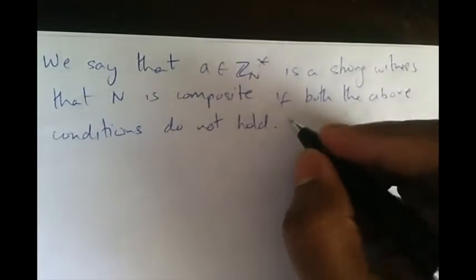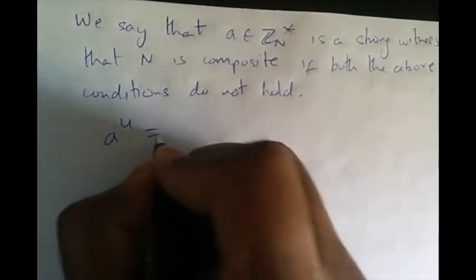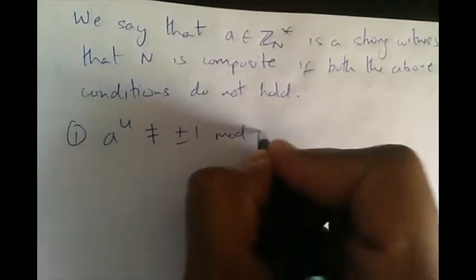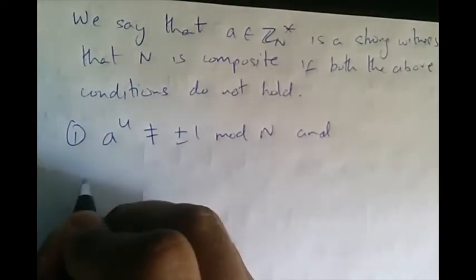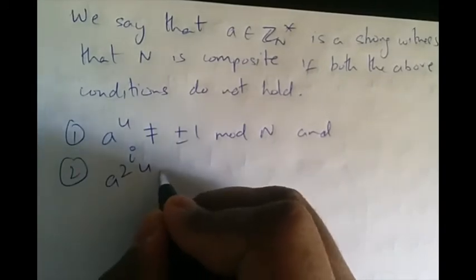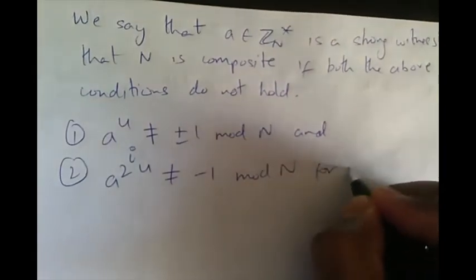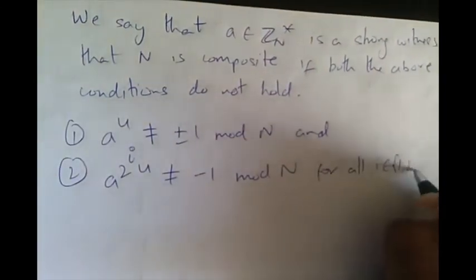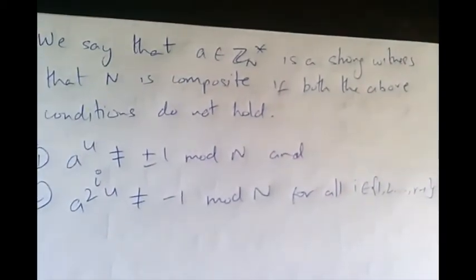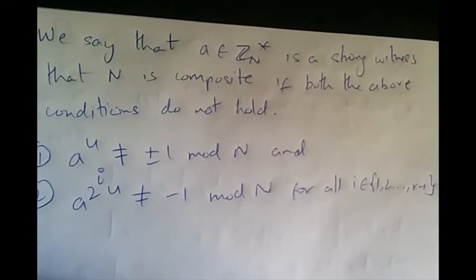So explicitly, what does that mean if they don't hold? We want a to the u is not equal to plus or minus 1 mod n, and a to the 2 raised to i u is not equal to minus 1 mod n for all i in 1 to r minus 1. Okay, so these are the two conditions for something to be a strong witness.